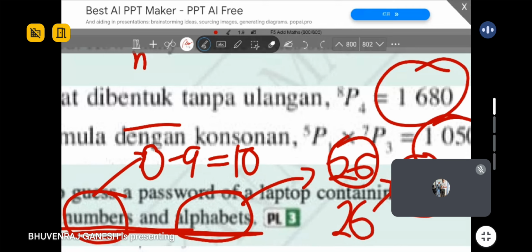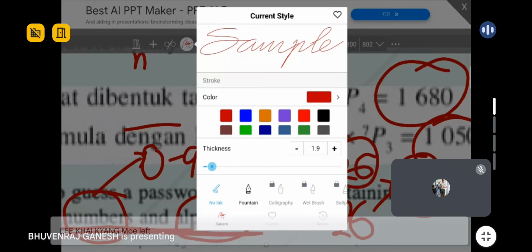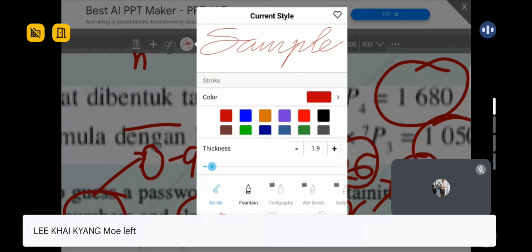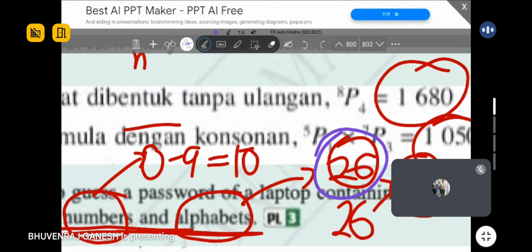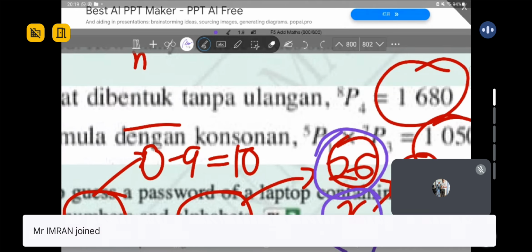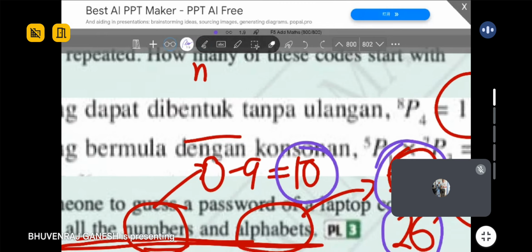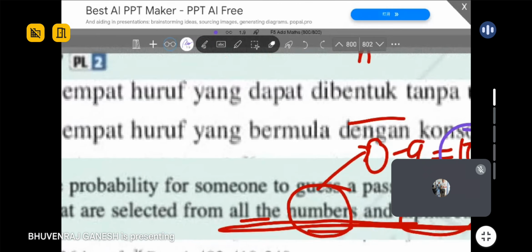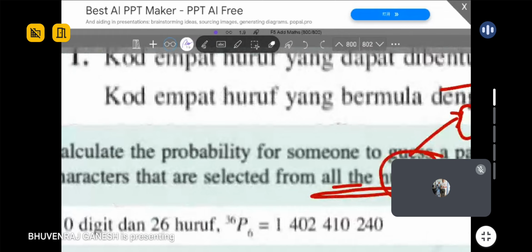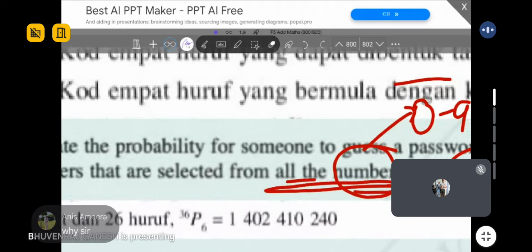But in this question, we only consider one of it. Kita hanya akan guna satu sahaja. So the total is actually 26 only. Can you all understand? Because we assume uppercase and lowercase is the same in this case. Kita anggap dua-dua ni adalah sama. So we just take 26 plus 10. So total is 36. Okay guys? Boleh faham? Can you all understand? So that's why the answer is 36 P6.